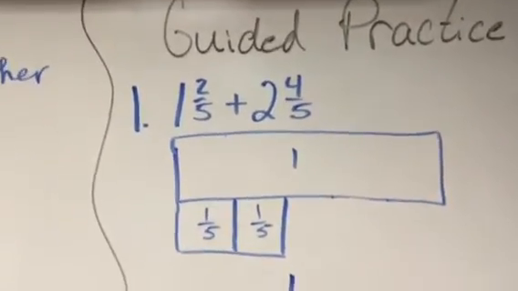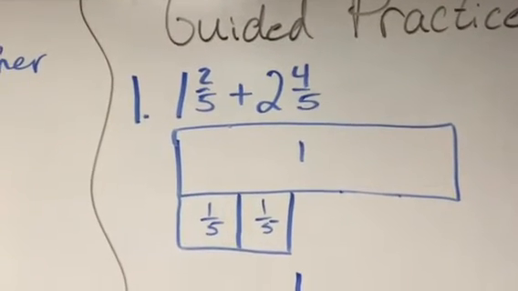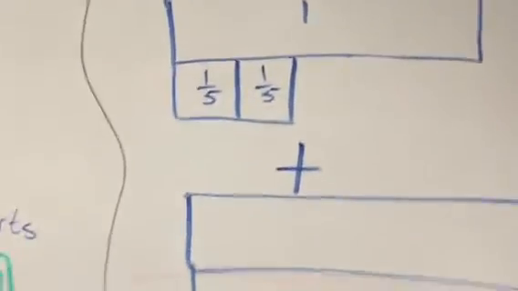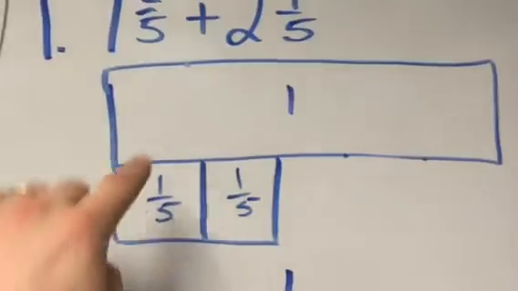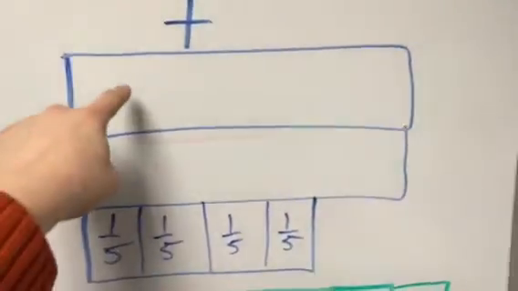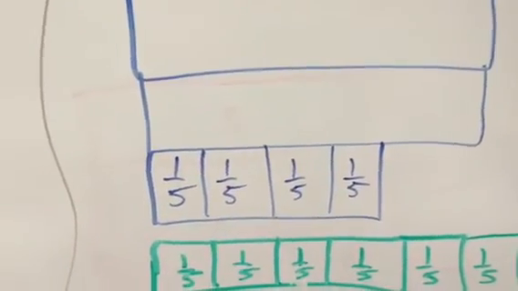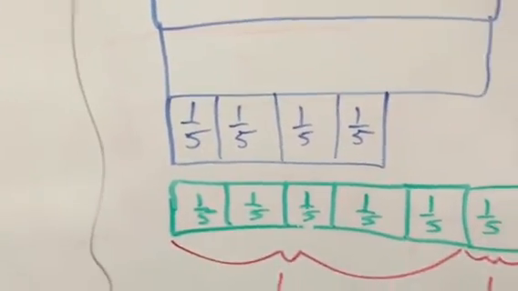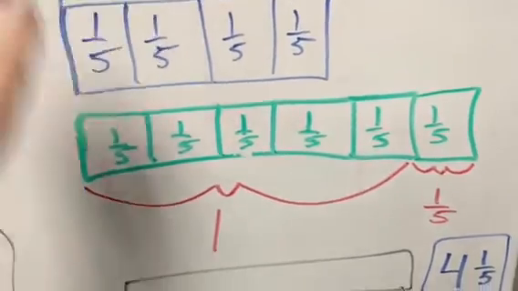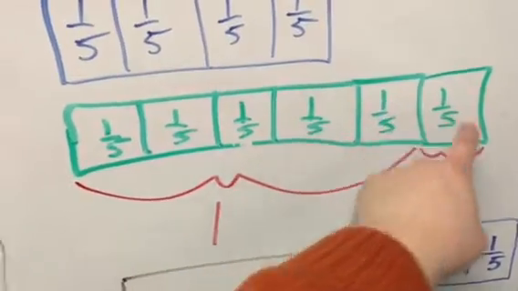In the guided practice, we have 1 2/5 plus 2 4/5. So step 1, once again, is to model the addends. So we do that. We draw 1 2/5. Right here we have our 1 whole and our 2/5. Plus we have 2 here and 4/5. 1, 2, 3, 4. Step 2 says to regroup the fractional parts. So that's what I did here. We have 2/5 plus 4/5. That's total 6/5. So we write them 1, 2, 3, 4, 5, 6.